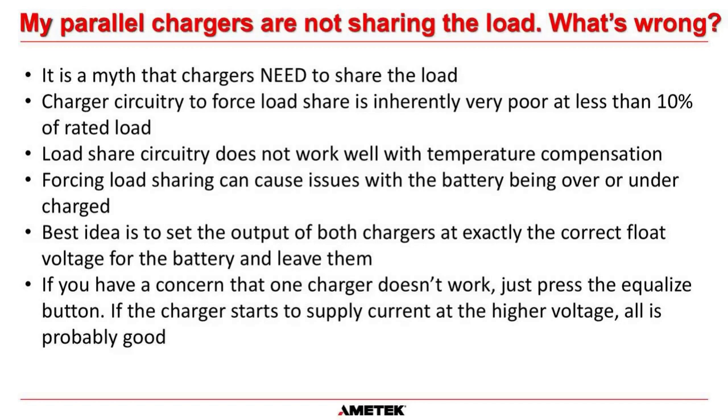The best idea is to set the output of both chargers at exactly the correct float voltage for the battery. So you go to battery A and you set charger A to 135 volts. You go to battery B and set it to 135 volts, and then just leave them. Then they should work absolutely fine.